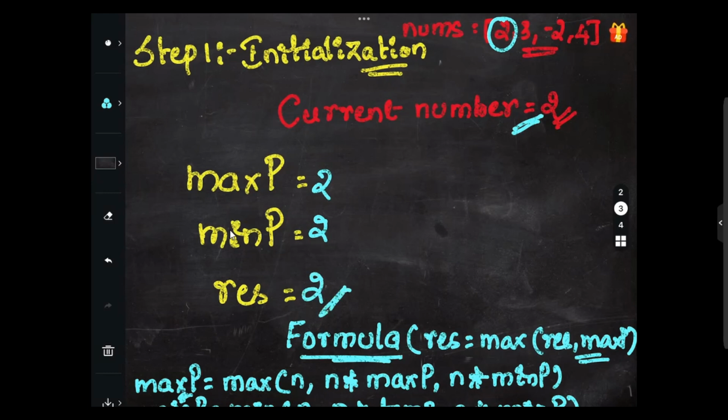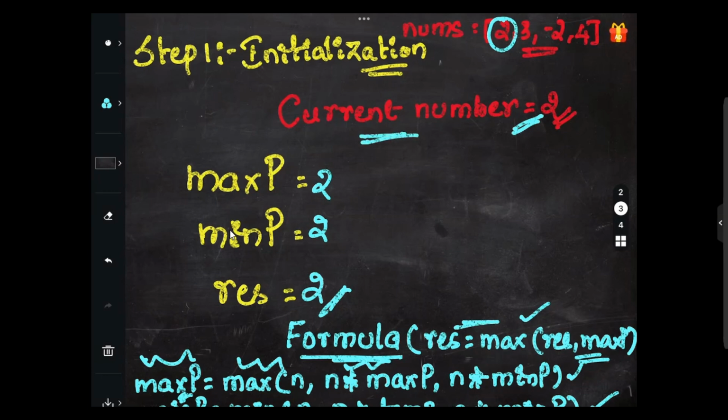In this case, we will be going with this formula, but this is the initialization part. So max p equals max of n comma n into max p comma n into min p. So the Kadane's algorithm will be making use of this, right? So this is for the min p and this is for the result. So in this case, let's move on with the iteration 1.